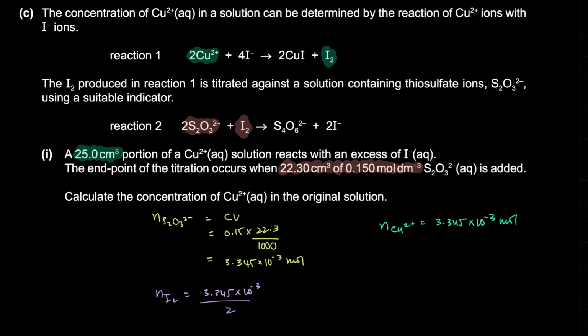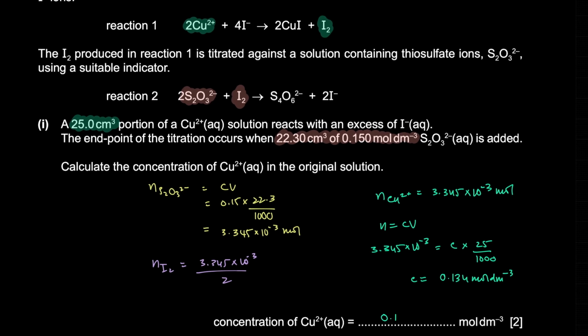Now we have to figure out the concentration of the Cu²⁺ solution. The number of moles is equal to concentration times volume. We have 3.345 times 10 to the power of negative 3 moles of Cu²⁺, equal to the concentration times the volume given to us as 25 cm³ of the solution that we used, so that's 25 divided by 1000. The concentration of the Cu²⁺ solution comes out to 0.134 moles per dm³. So that's your answer here. The concentration is 0.134.